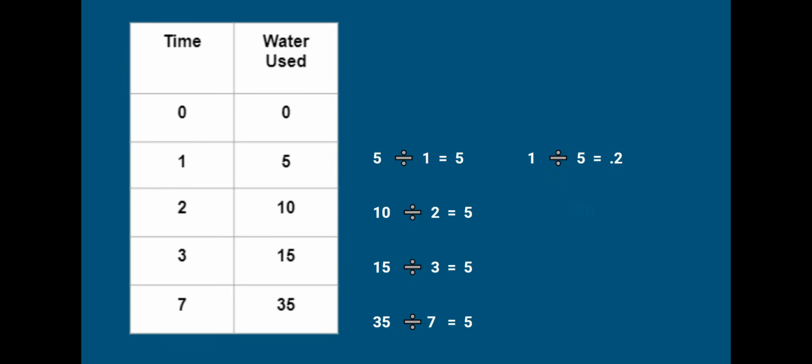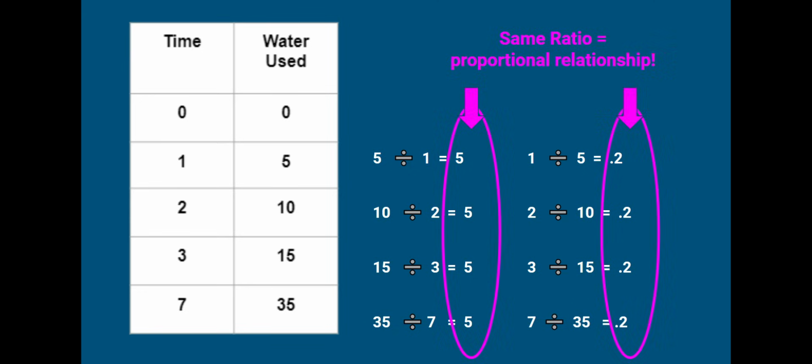Here's the same proportional table. There's another way to show if it's constantly proportional. You divide your y by your x. 5 divided by 1 is 5. 10 divided by 2 is 5. 15 divided by 3 is 5. And 35 divided by 7 is 5. If you accidentally make a mistake and divide x by y, they're still equal ratios when you divide them, and those ratios show that there's a proportional relationship in this table.